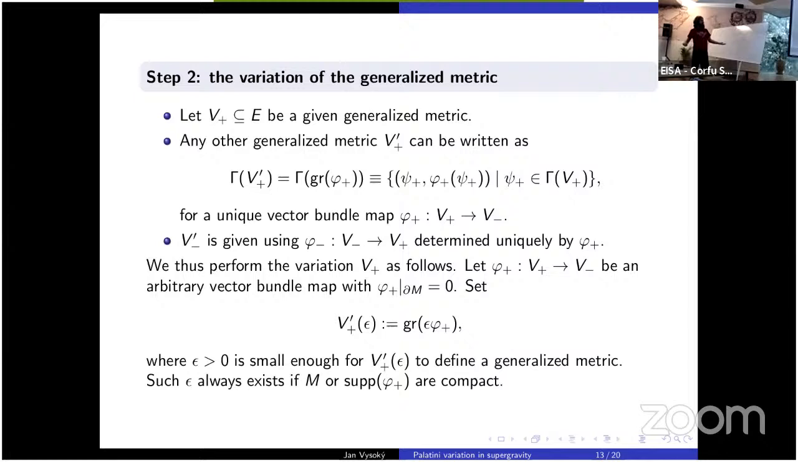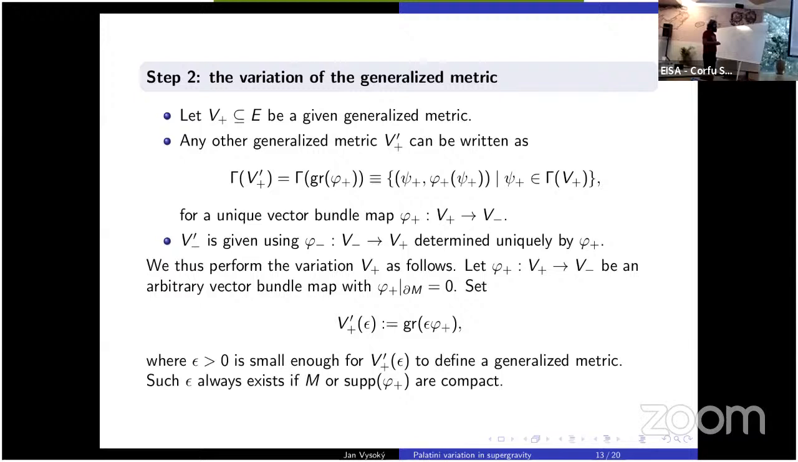Then you can vary the generalized metric. Here you have to be a bit careful. You start with a generalized metric and you observe that every other generalized metric can be written as the graph of a map from V plus to V minus. V prime minus is in fact already given by the map, which is uniquely determined by phi plus. And this gives you an idea how to vary the generalized metric. So you choose an arbitrary vector bundle map from V plus to V minus. You assume that it vanishes on the boundary, and you define V prime plus epsilon to be the graph of this map, epsilon times this phi plus map.